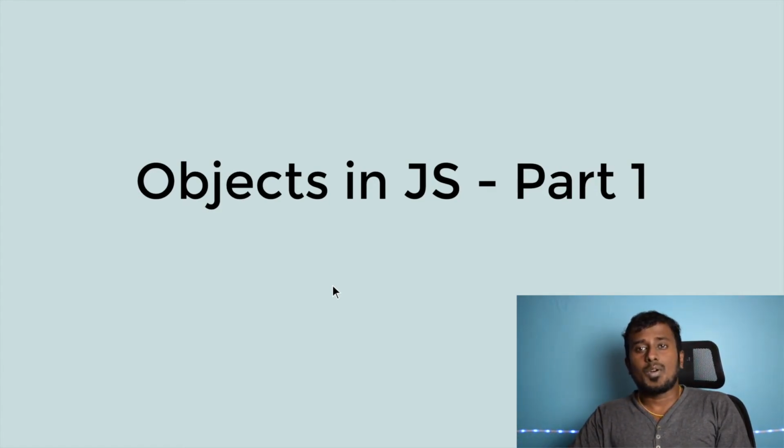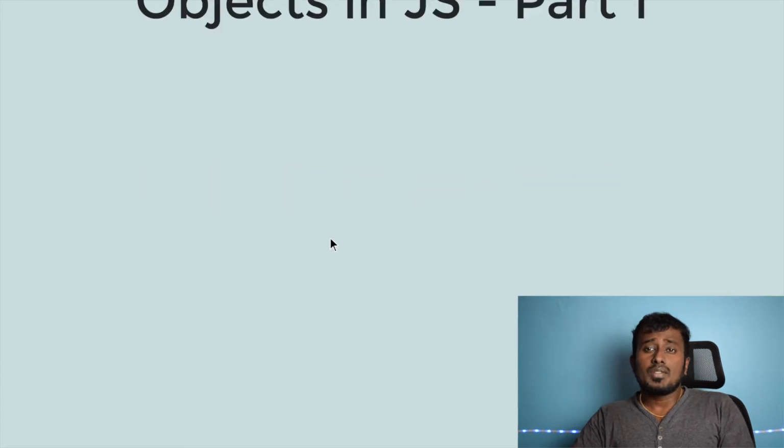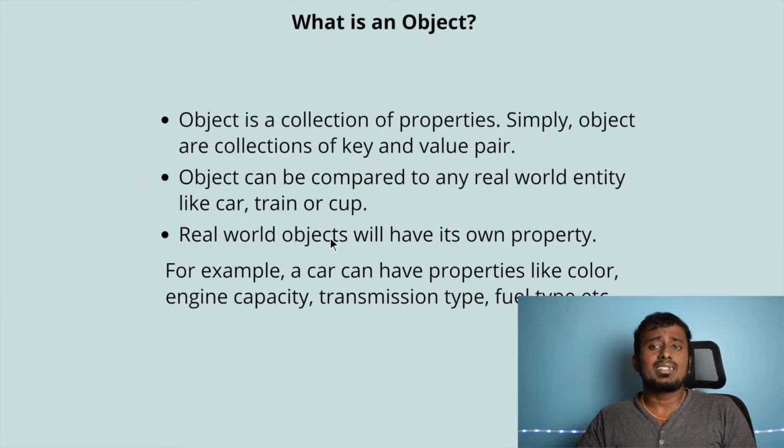Today we are going to learn about objects in JavaScript. So what is an object? An object is a collection of properties. By this I mean it's a key value pair.